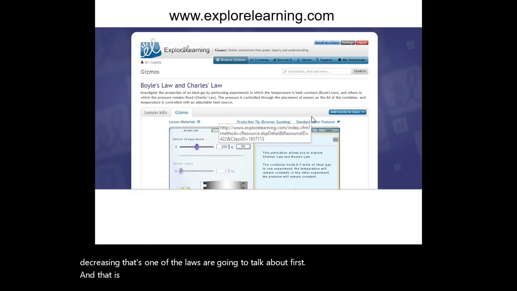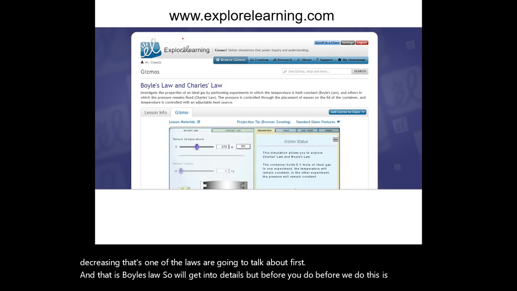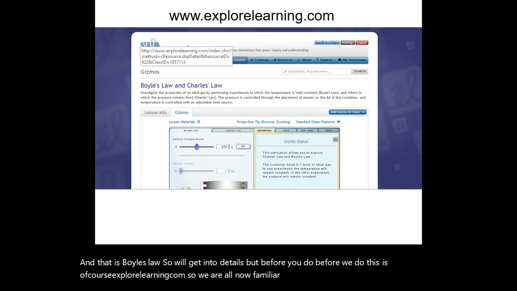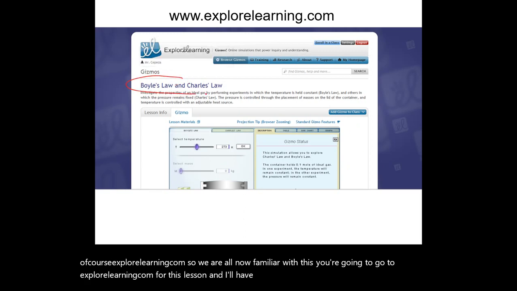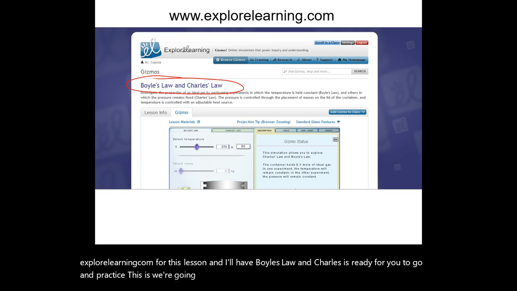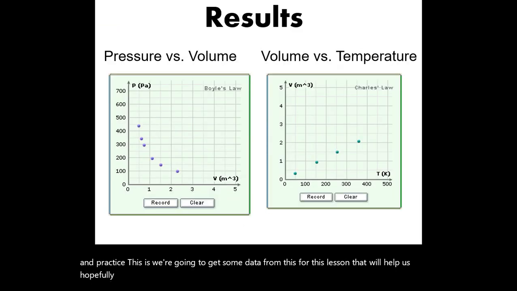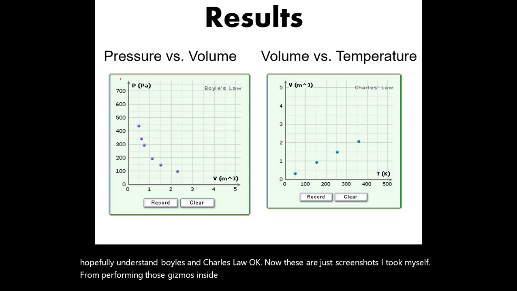Before we get into details, this is of course explorelearning.com. You're going to go to explorelearning.com for this lesson, and I'll have Boyle's law and Charles's law ready for you to go and practice. This is where we're going to get some data for this lesson that will help us understand Boyle's and Charles's law. These are just screenshots I took myself from performing those gizmos, so I'm summarizing what you will find yourself when you complete it. This is an overall summary before we get into the details.